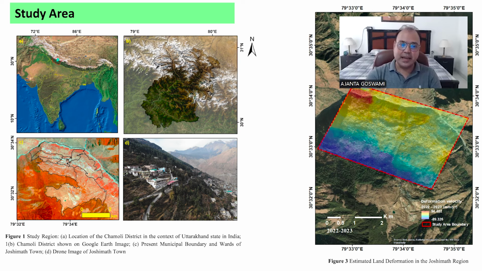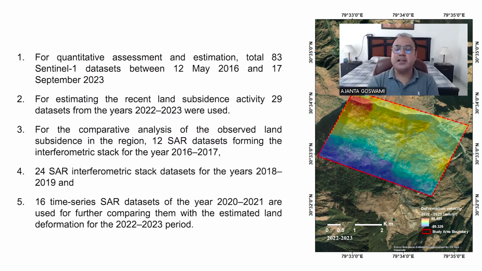So this is the study area as it looks like. Here, this figure shows different municipal boundary and wards of Joshimath town. And this particular picture is a drone image of Joshimath town from one particular angle. And this is PS-InSAR based study for the deformation which took place in Joshimath area. For this analysis, we have used 83 Sentinel-1 datasets between 12 May 2016 and 17 September 2023 for quantitative assessment and estimation.